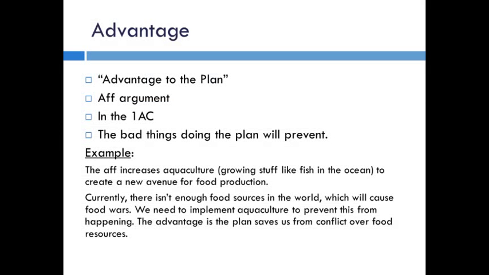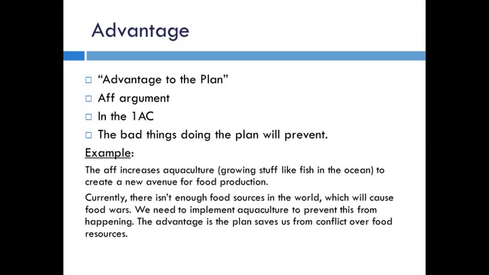So first, some vocabulary you need to know. If I were you, I'd get a little highlighter out. First is advantage. It means advantage to the plan. It's an AFF argument. It's made in the 1AC, and it is the bad things that doing the plan will prevent. So here's an example. The AFF increases aquaculture, which is growing stuff like fish in the ocean, to create a new avenue for food production. Currently, there aren't enough food sources in the world, which will cause food wars. We need to implement aquaculture to prevent this from happening. The advantage is the plan saves us from conflict over food resources.